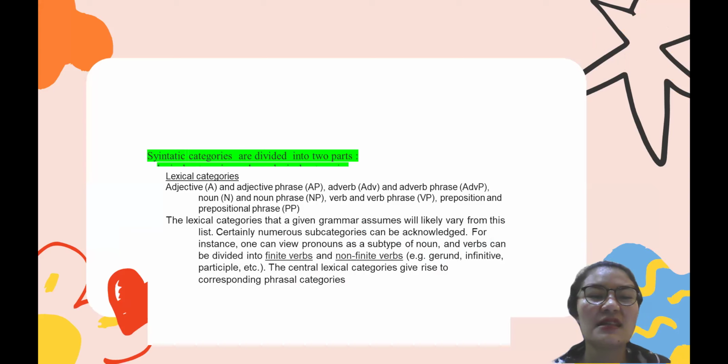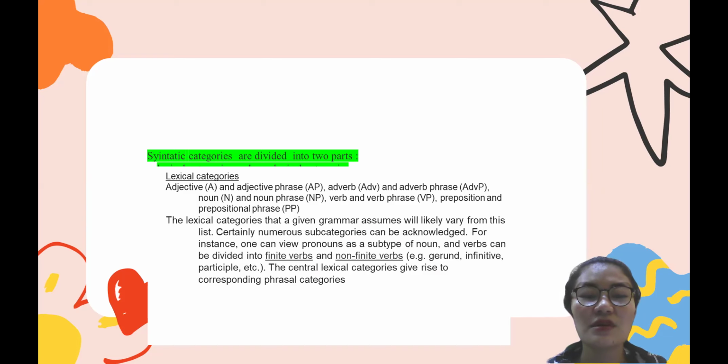Next, syntactic categories are divided into 2 parts. The first part is lexical categories: adjective and adjective phrase, adverb and adverb phrase, noun and noun phrase, verb and verb phrase, preposition and preposition phrase. The list of lexical categories that a given grammar assumes will likely vary from this list.